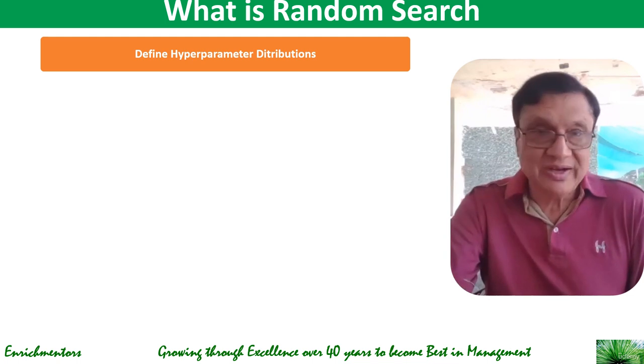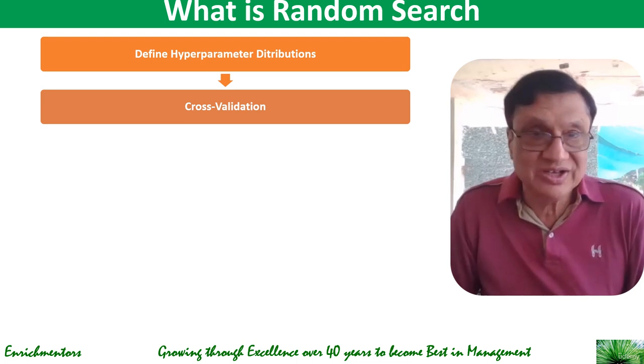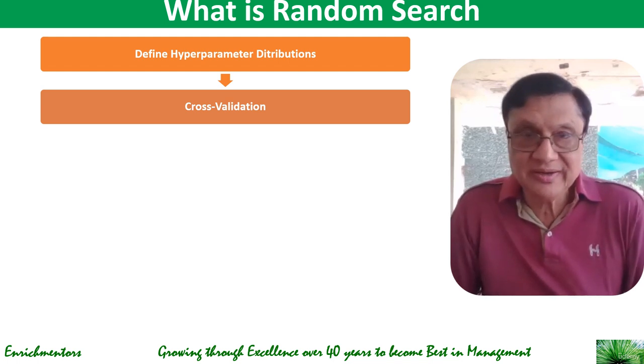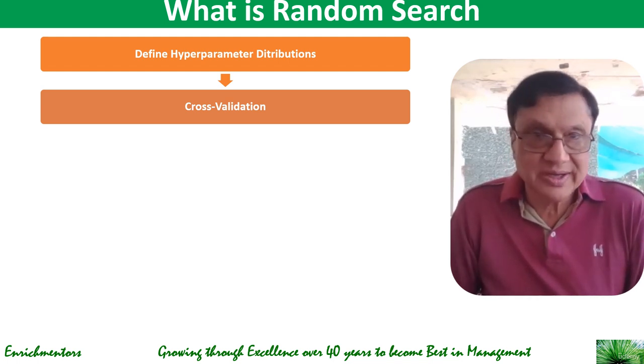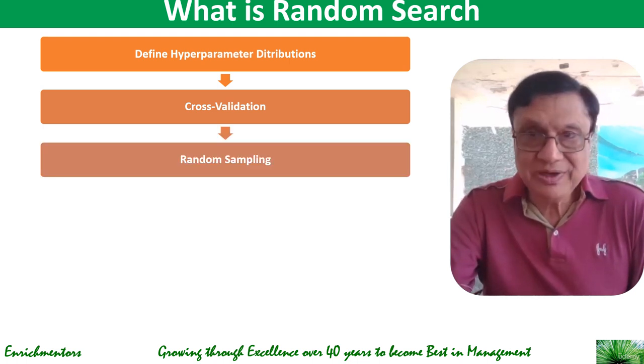Then you cross-validate. Split the dataset into training and validation sets to perform k-fold cross-validation. And during each fold of cross-validation, you train the model using the training data and evaluate its performance using the validation data. Then you get into random sampling.